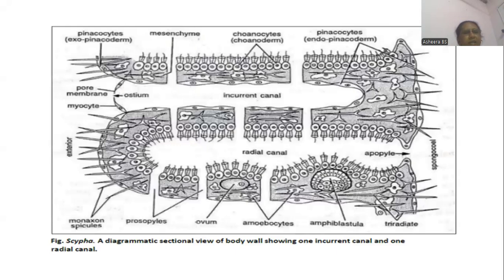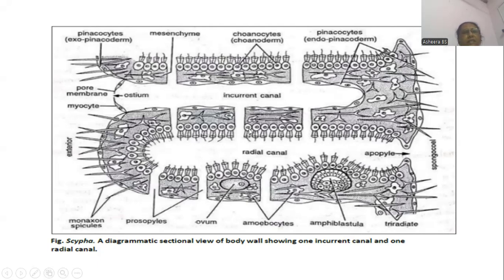So this is the enlarged diagram, the section of the body wall which has been shown. Here you can see the radial canal. This is part of the radial canal, and this is the incurrent canal. Invagination is the incurrent canal and evagination is the radial canal. And you can see here this radial canal.